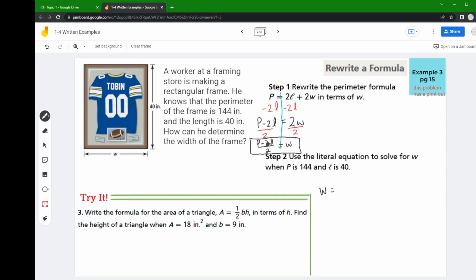So I have the width equals the perimeter, which is 144, minus 2 times my L, or 2 times my length. Now the length here is 40, it says. And all of that, according to my formula, is divided by 2. So I just took the P and substituted the 144, and I took the L and substituted the 40.